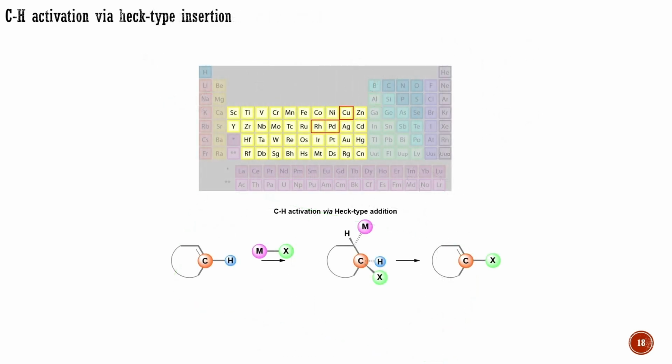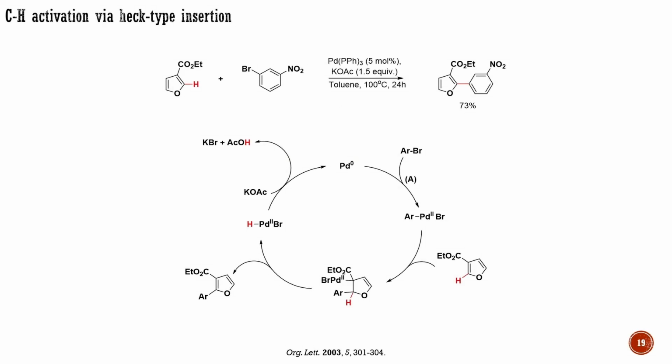CH activation via Heck-type insertion is less studied and is debatable. However, whenever you encounter a late-transition metal-catalyzed CH activation of a 5-membered heterocycle with low resonance energy, such as furans, you should consider the possibility of this mechanism. This mechanism was proposed for the palladium-catalyzed CH arylation of furans possessing an electron-withdrawing group.